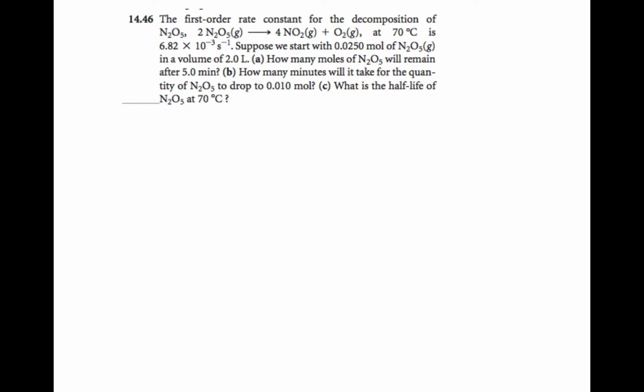The first order rate constant for the decomposition of dinitrogen pentaoxide at 70 degrees Celsius is 6.82 times 10 to the minus 3 per second. Suppose we start with 0.025 moles of N2O5 in a volume of 2 liters. A, how many moles of N2O5 will remain after 5 minutes?